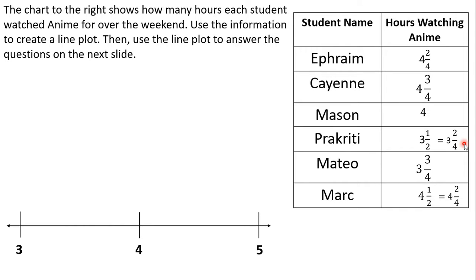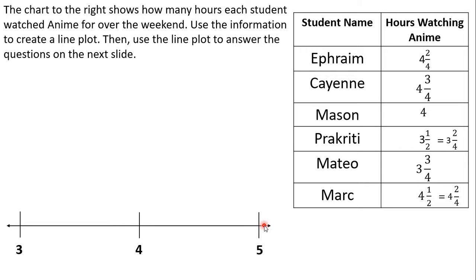We know that we're going to stop at 5 because that's enough numbers on the number line for us to plot. We can check that by finding the biggest amount of time that someone watched anime, which would be Cayenne. Cayenne watched anime for 4 and 3/4 hours. So if we had stopped at just 4 on our number line, we wouldn't be able to plot 4 and 3/4 because that's going to be about here in between 4 and 5. That's why our number line needs to go all the way to 5.